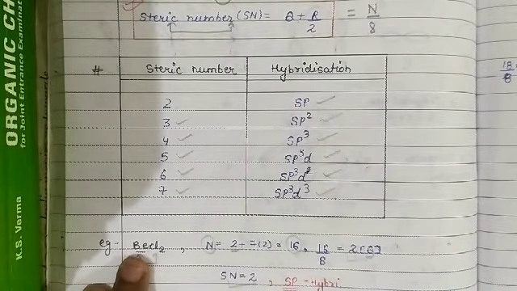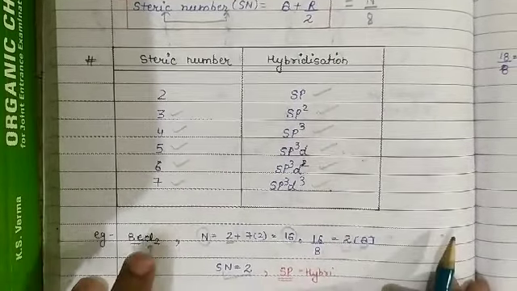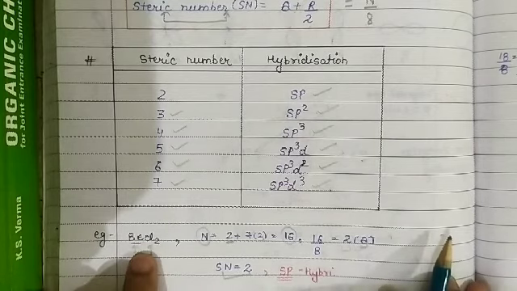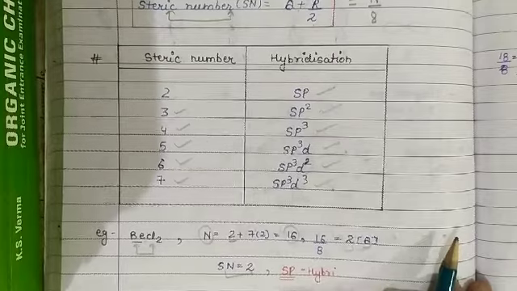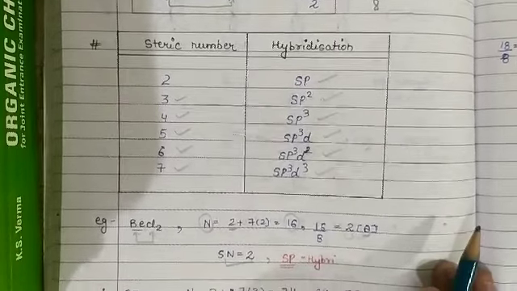So hybridization is always for the central atom. Hybridization is always for the central atom. So in this case, the hybridization of beryllium is sp. Now we will calculate the hybridization of another molecule.